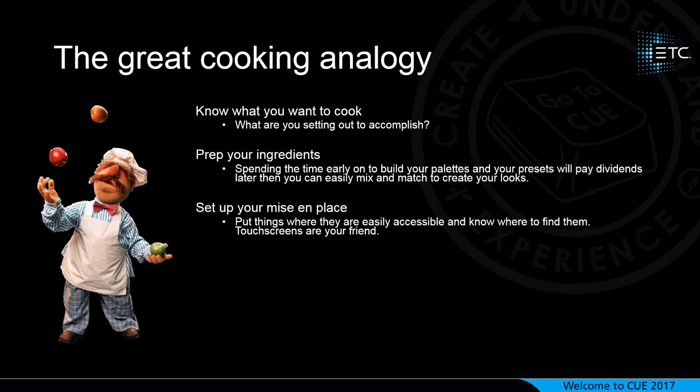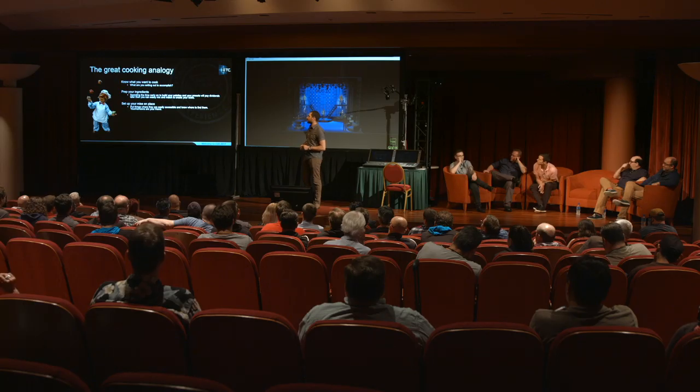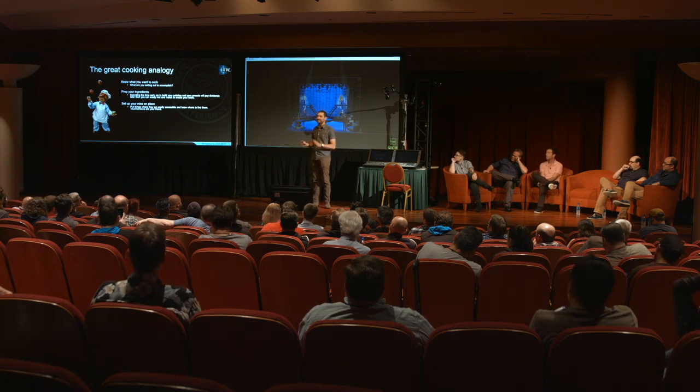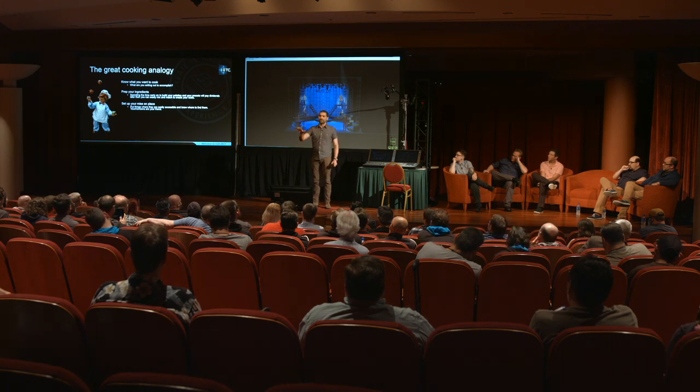This is set up your mise en place. Mise en place, yeah. So basically, put things where you can find them. If you have one touchscreen, put your direct selects on the touchscreen. I know this seems like it's probably pretty obvious, but I'm right-handed, so all of my direct selects live right above my right hand, because I can easily go from the keypad up to the direct selects, and I know where to find them.